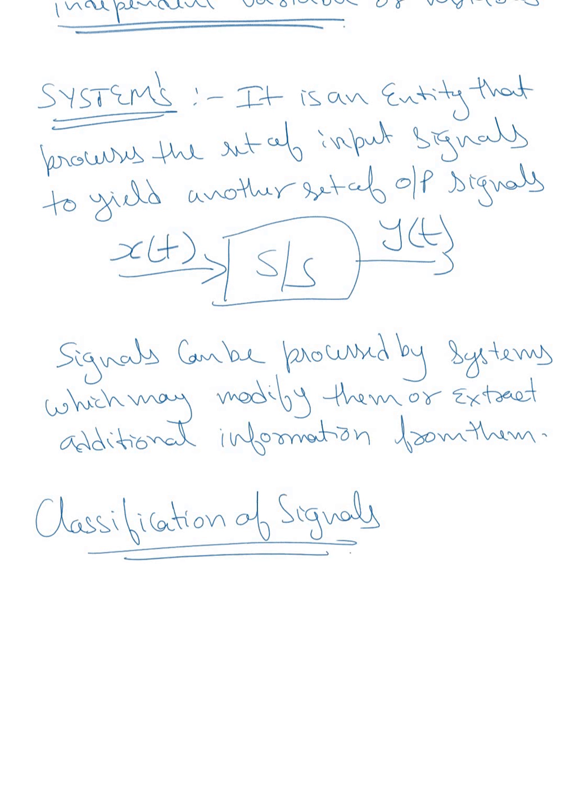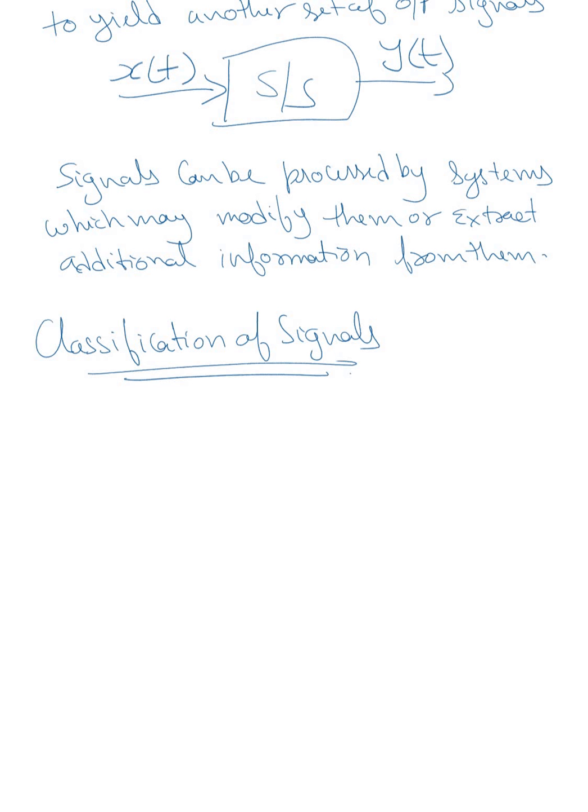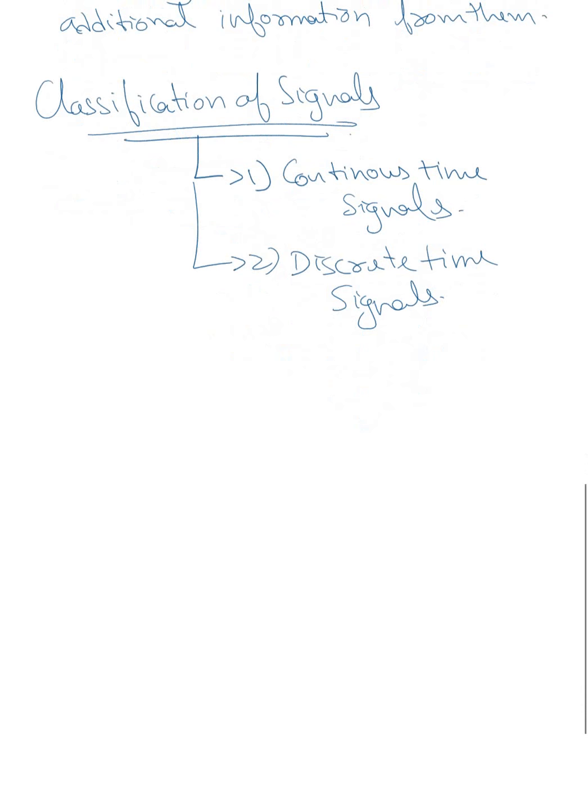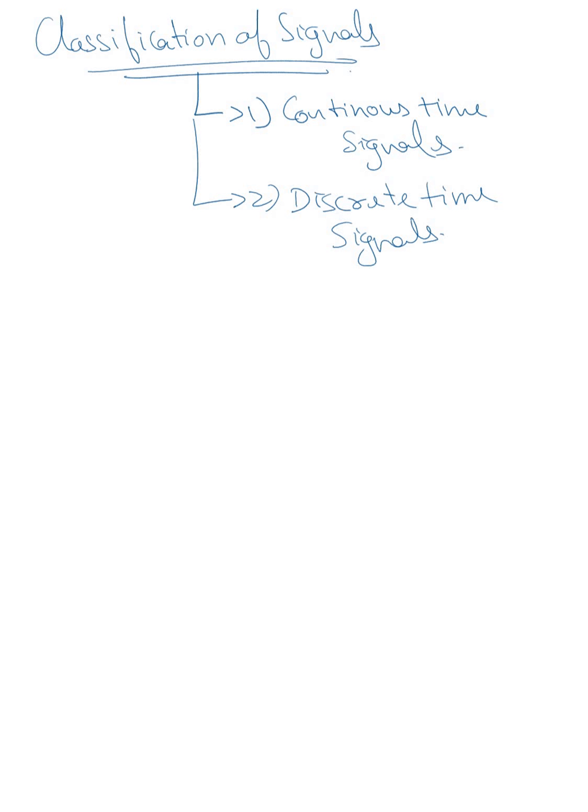One of the broad classifications of signals is that we can distinguish a signal as a continuous time signal or a discrete time signal. These are the most broad classifications of signals. We can either classify them as continuous time or discrete time signals. Let us see one by one what we mean by continuous time and discrete time signal.